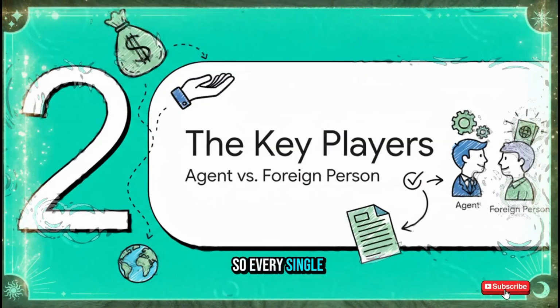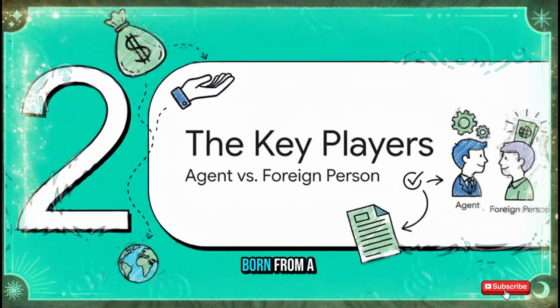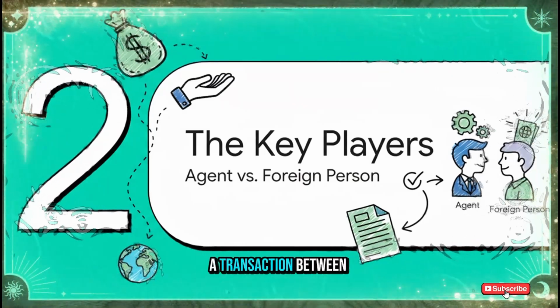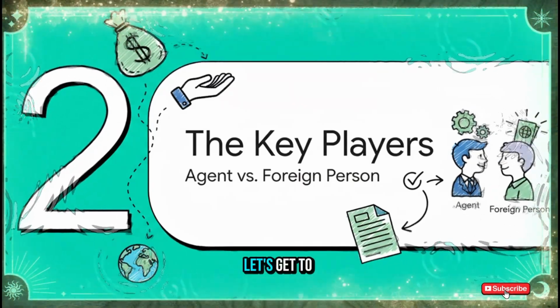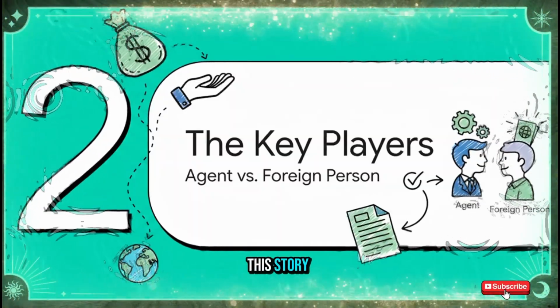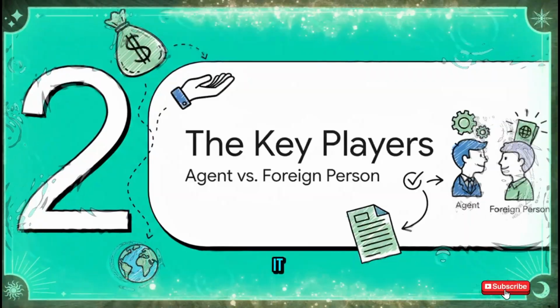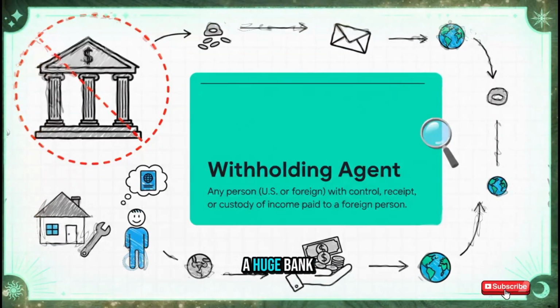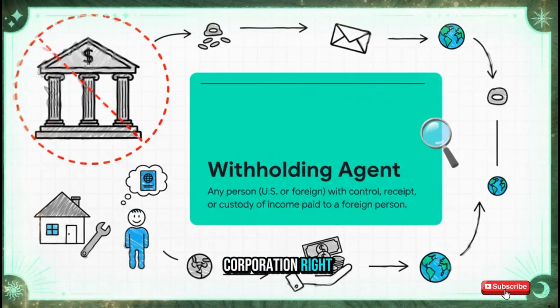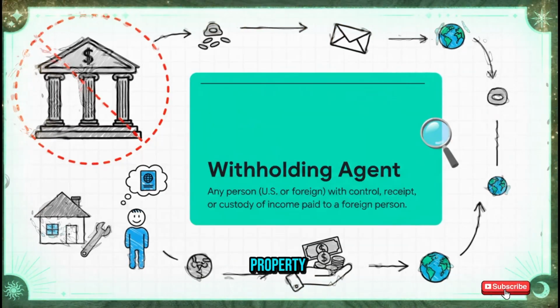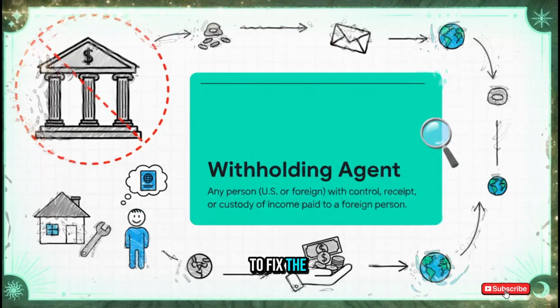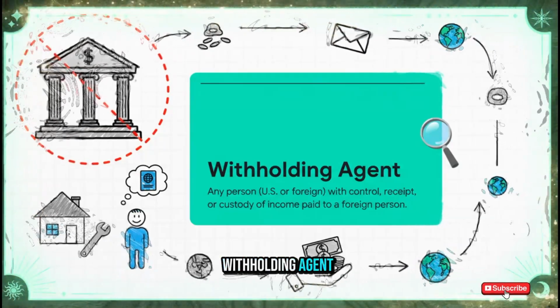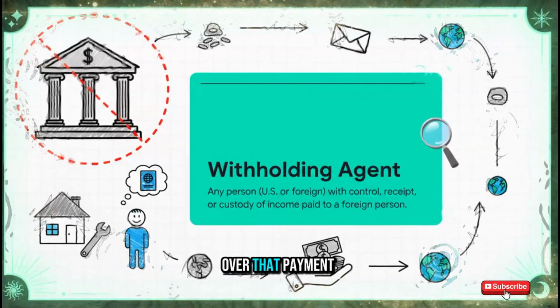So every single Form 1042S is born from a specific relationship, a transaction between two parties. Let's get to know the two main characters in this story, the one paying the money and the one getting it. Now, when you hear withholding agent, you might picture a huge bank or a multinational corporation, right? But the actual definition is way, way broader than that. Seriously, if you're just an individual who owns a rental property and you pay a foreign contractor to fix the roof, guess what? You could be a withholding agent. It's all about who has control over that payment.